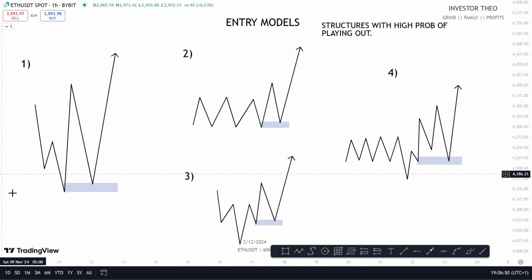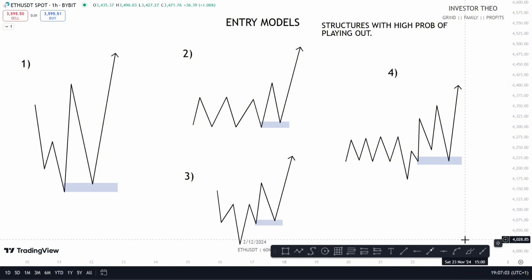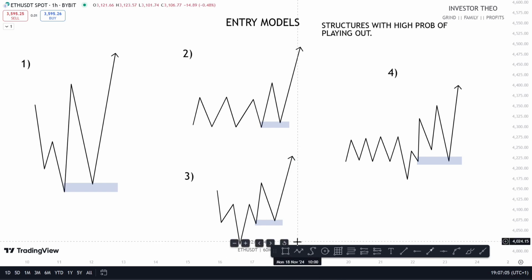Because the entry model you can clearly see here is an entry model based on change of character. Now, why do they call this an entry model based on change of character? You can clearly see that the market used the COCH as liquidity. It came with a sweep and then directly took us up into profits.